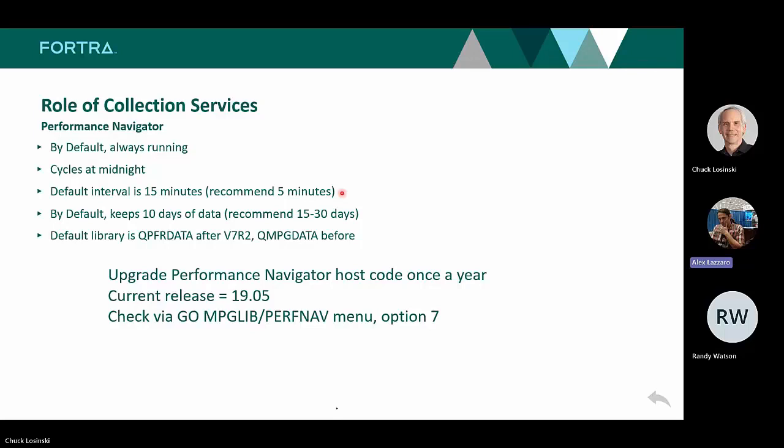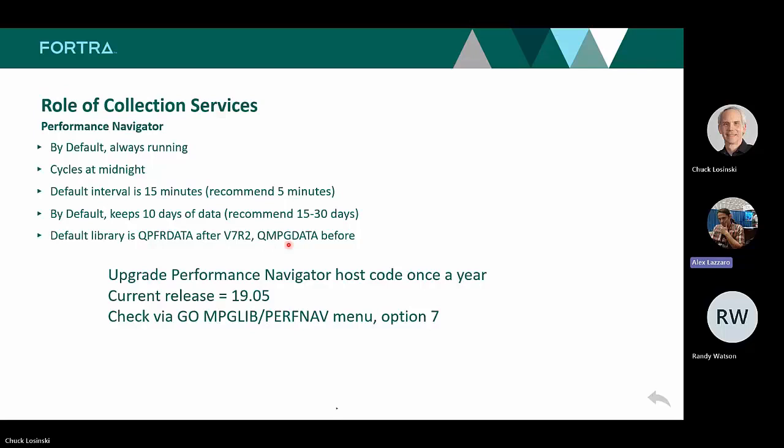We normally recommend to have more performance information, but that's a trade-off that depends on how much disk space you have available. That's where Performance Navigator becomes really important, because Performance Navigator allows you to have more data online on your system using very little disk space, and that makes us able to do the analysis that we normally do. Now, the default library for the collection services is QPFRDATA after V7 release 2, and it was QMPGDATA before.